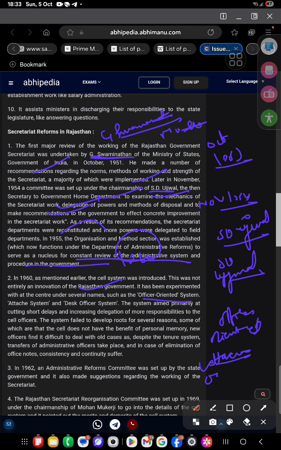We can also call it the attaché system or desk officer system. So this desk officer system aimed primarily at cutting short delays and increasing delegation and responsibility to the cell officer. The system failed to develop roots for several reasons, such as that the cell does not have the benefit of personal memory. A new officer finds it difficult to deal with old cases. Tenure system transfers of administrative officers take place, and in case of elimination of the office.